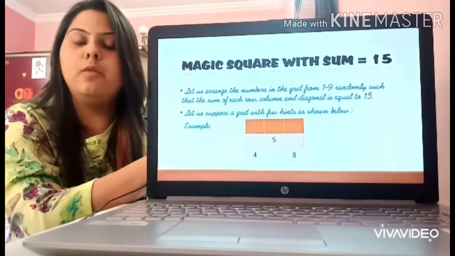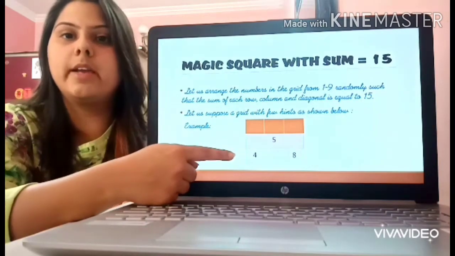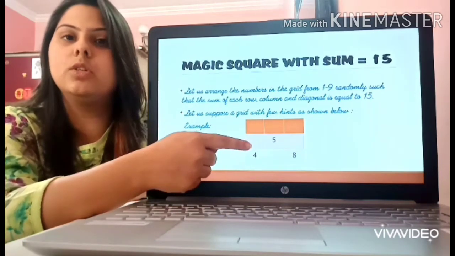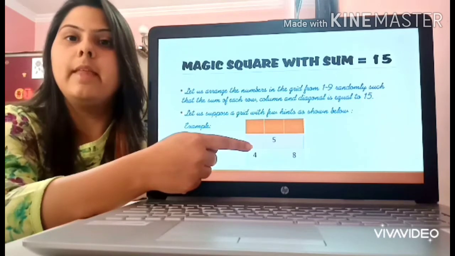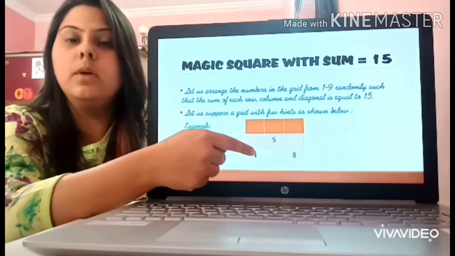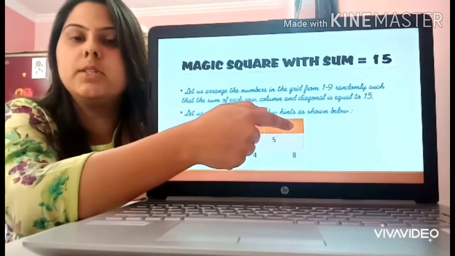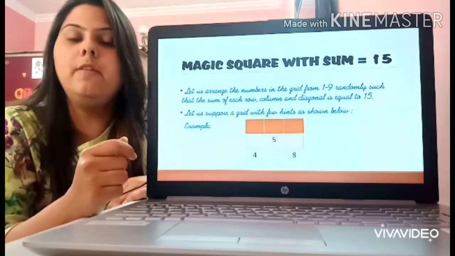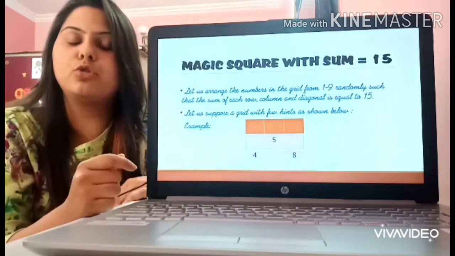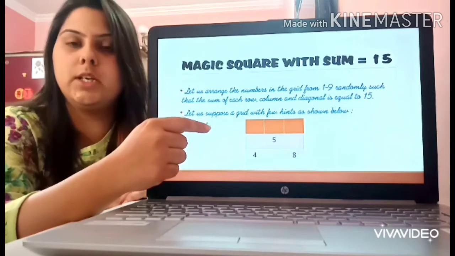In this activity, what we have to do is that we have been provided with a square grid with a hint. It says that the sum of this grid is equal to 15. Which says that the sum of the numbers of the entire row and entire column comes out to be 15. So this is a row. When you fill the numbers in this row, it should come out to be 15. And when you fill the numbers in this column, the answer should come out to be 15. And the diagonal sum should also be 15.